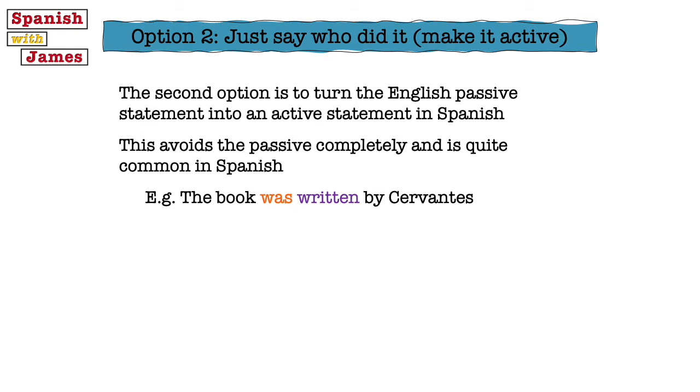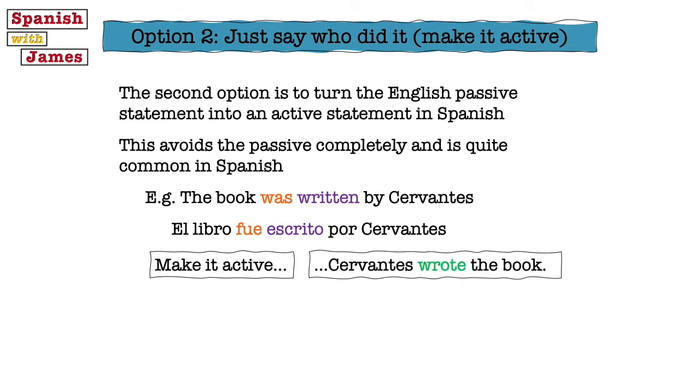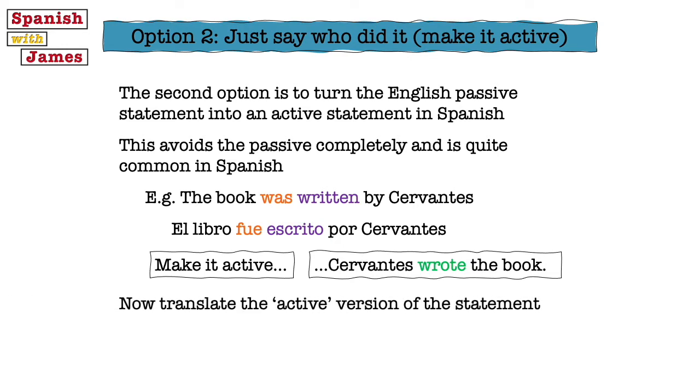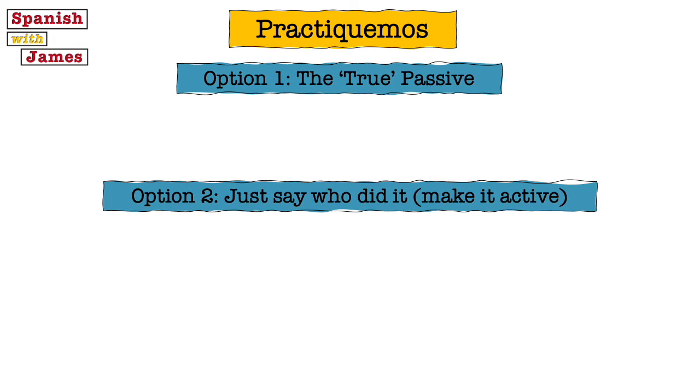And in Spanish, we could do option 1 and translate this literally. El libro fue escrito por Cervantes. But if we make it active, then in English, it would become Cervantes wrote the book. So if we now translate this active statement into Spanish, it would become Cervantes escribió la novela, or el libro. Okay, so what starts as a passive statement in English becomes an active statement in Spanish. And it's more common to do this in Spanish than it is to do option 1 and write a literal passive statement. So now let's practice these two options.